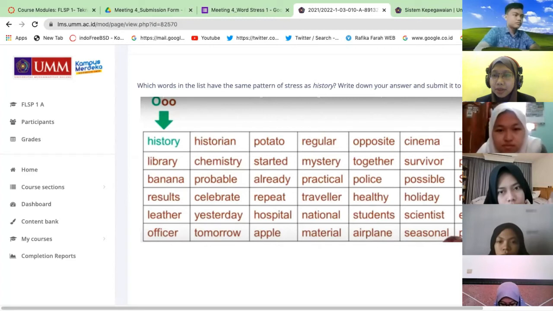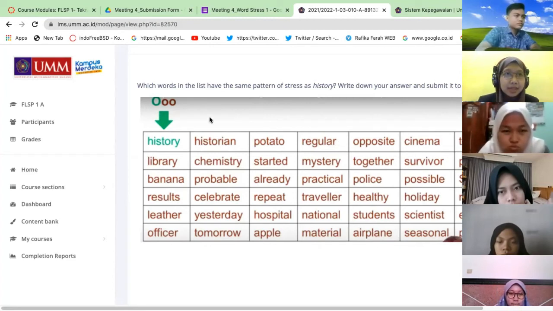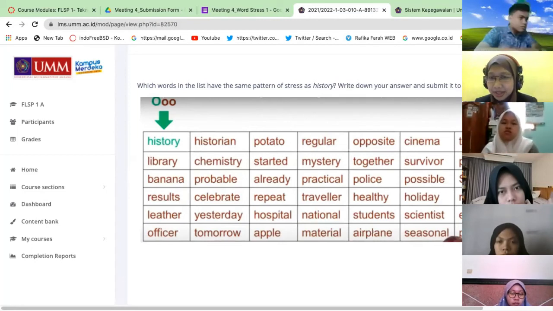Today we learned about word stress. That's it. And the last one, after you have done this one, you need to fill in the reflections. Ada pertanyaan reflection, you just need to type it based on your experience you have done previously. Questions? Ini ngerjakannya di Word, ma'am. Di Word boleh.